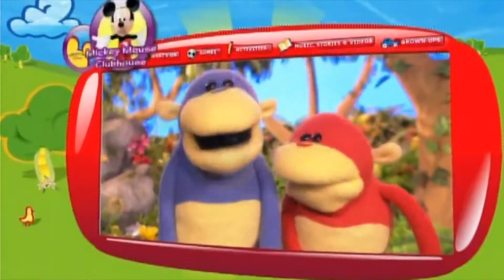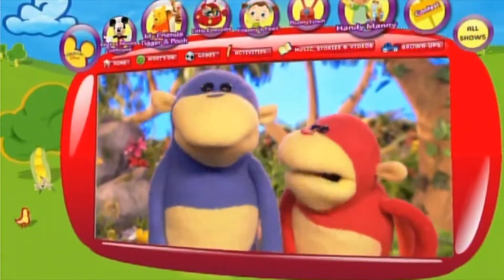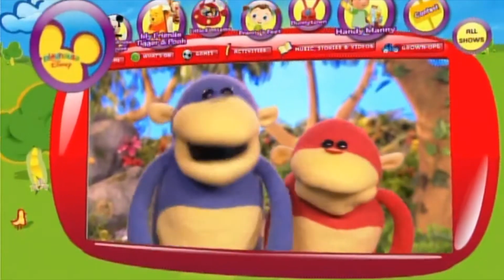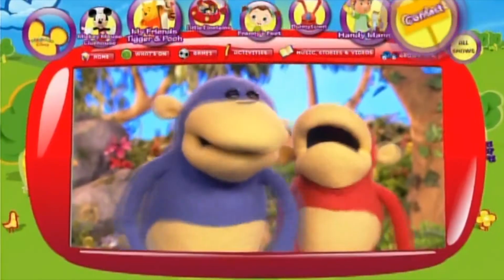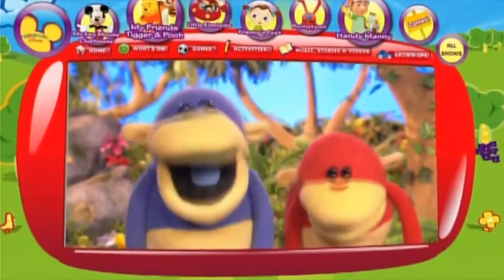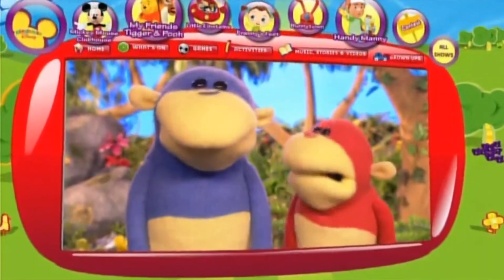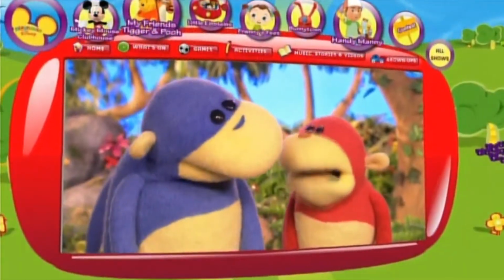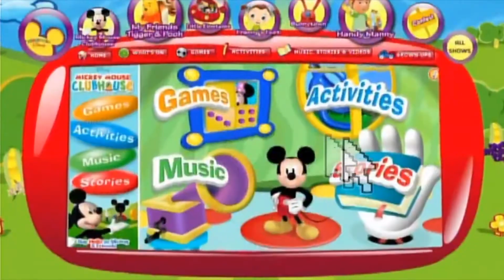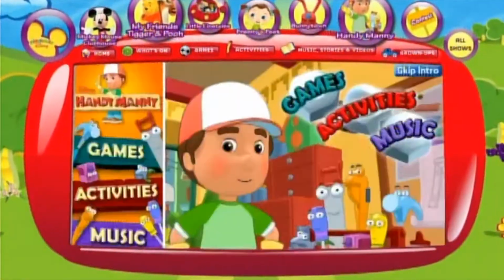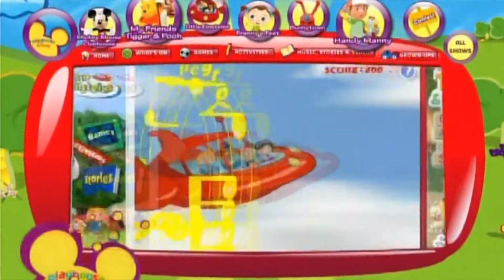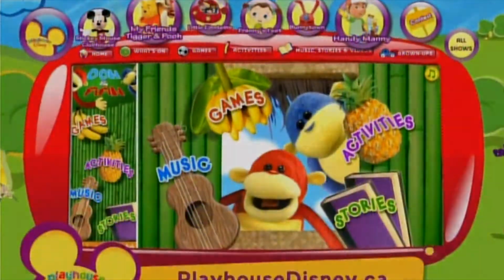Why did the monkey cross the road? To get to the other side? No, to get to PlayhouseDisney.ca. Oh, it's so much fun. There's games and contests, and our favorite Playhouse Disney friends are there too. Seriously, Ooh? Why did the monkey cross the road? PlayhouseDisney.ca is the only place to monkey around with Ooh and Aah, Bunnytown, Handy Manny, and the whole Playhouse Disney gang. So come and play at PlayhouseDisney.ca.